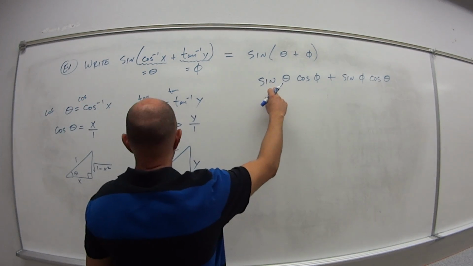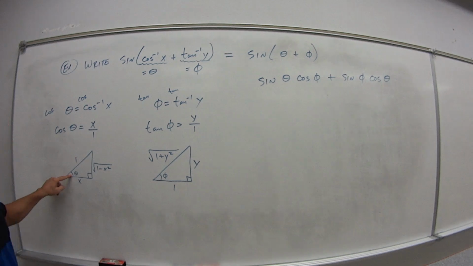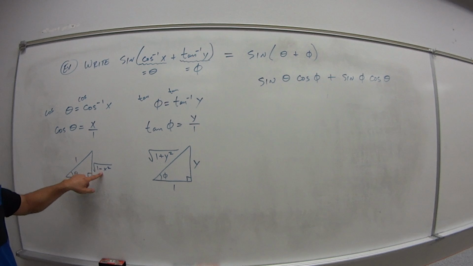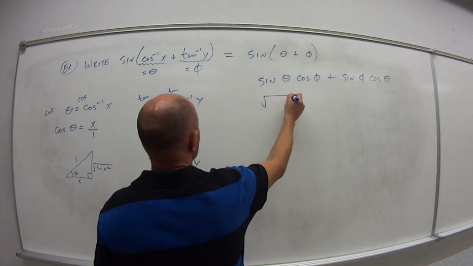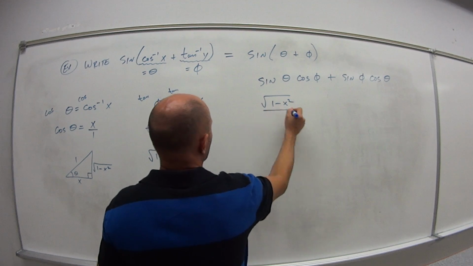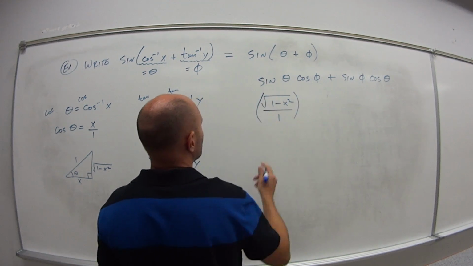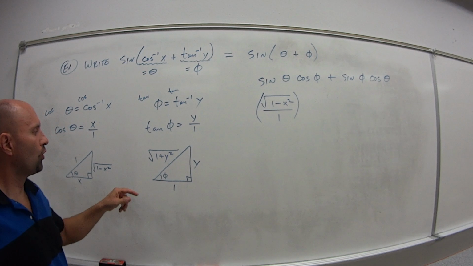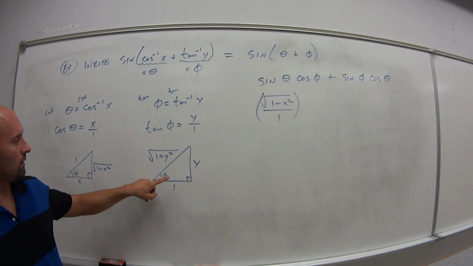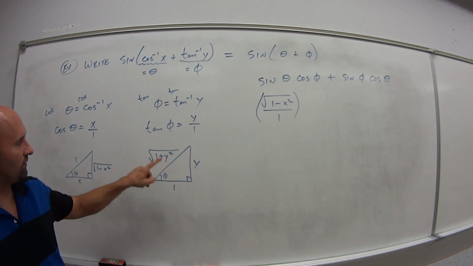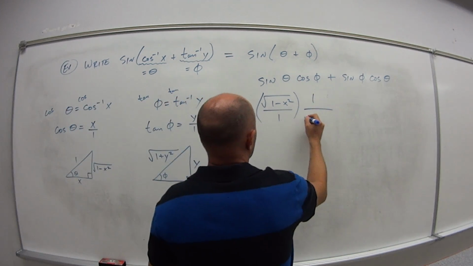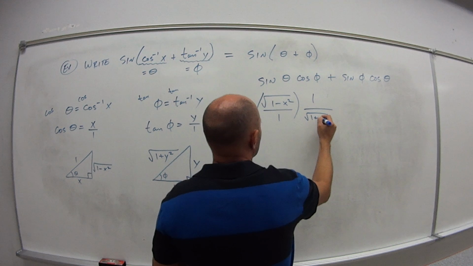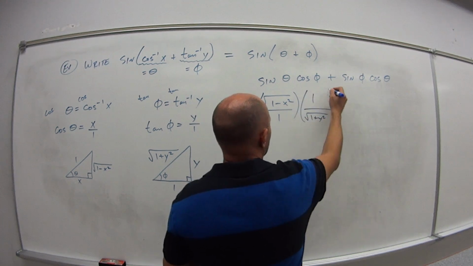So first, sine of theta. That's this triangle over here, the first one. So sine is what? It's opposite over hypotenuse. So it would be square root of 1 minus x squared over 1. Cosine of phi is what? Well, cosine is adjacent over hypotenuse. So it's 1 over square root of 1 plus y squared.